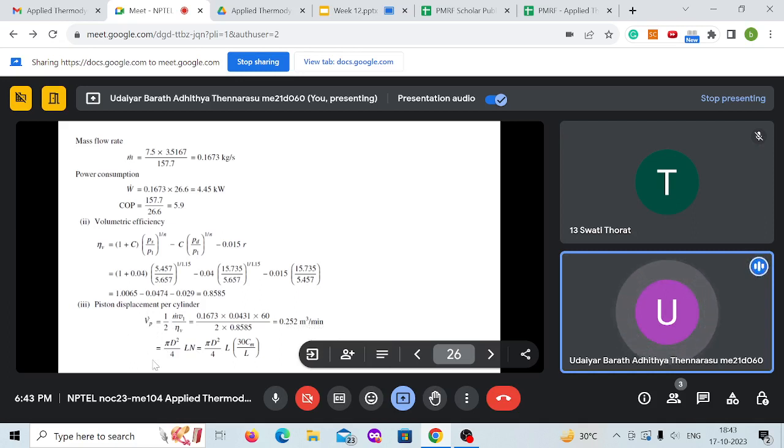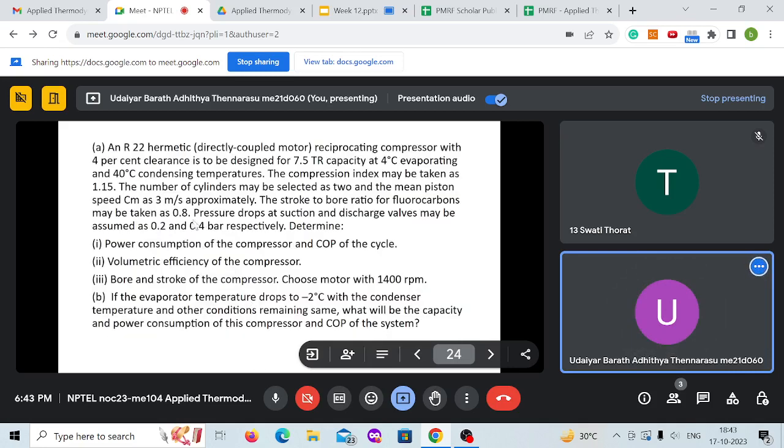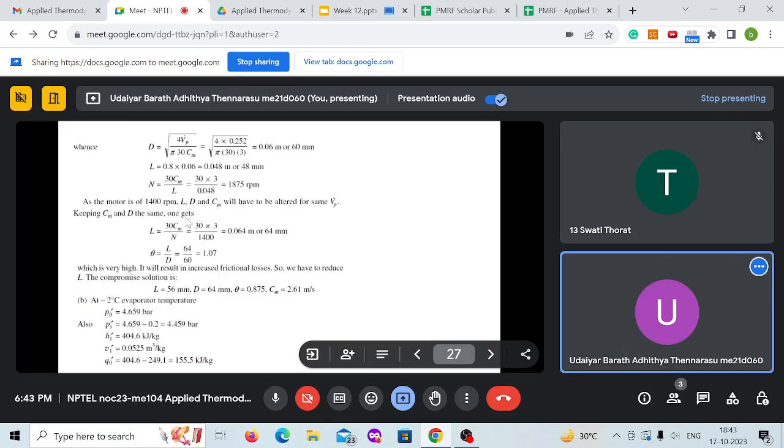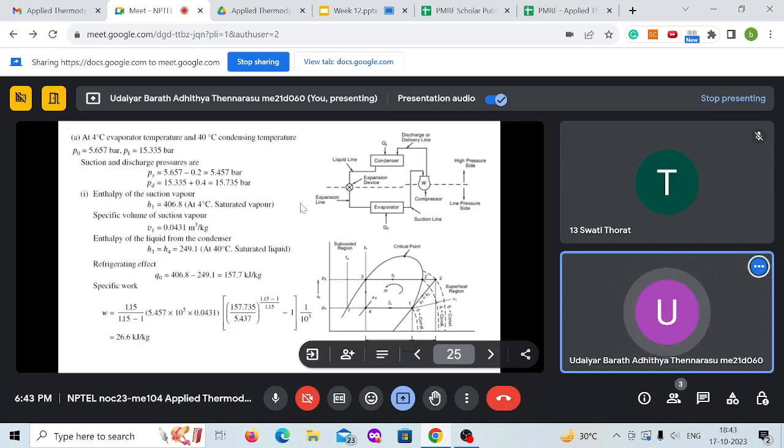Now this is equal to pi d square by 4 into L, which is just the volume of the cylinder, into N, the number of rotations, or we can express it in terms of speed: 30 into cm by L. Your mean speed is given as 3 meters per second. On substituting that, we can find out your diameter, and the diameter and length ratio is also given.